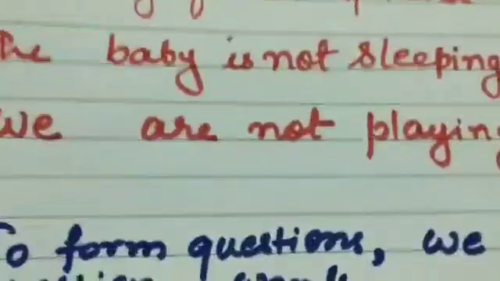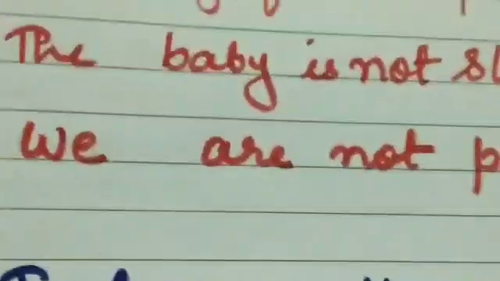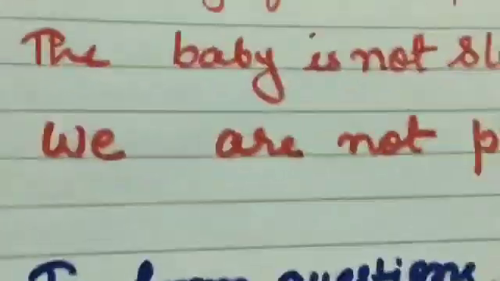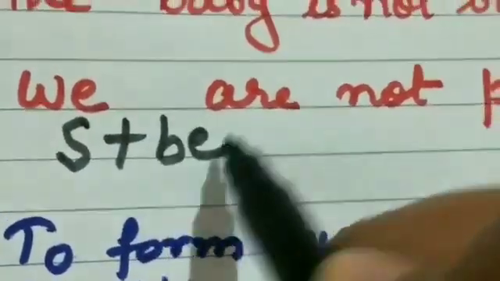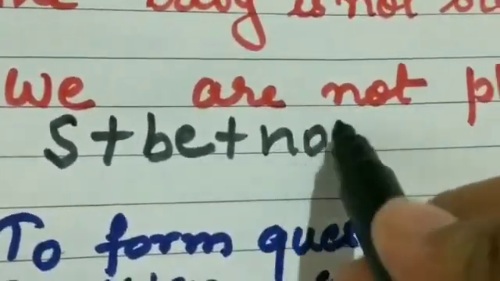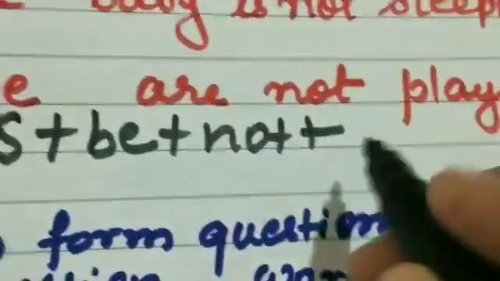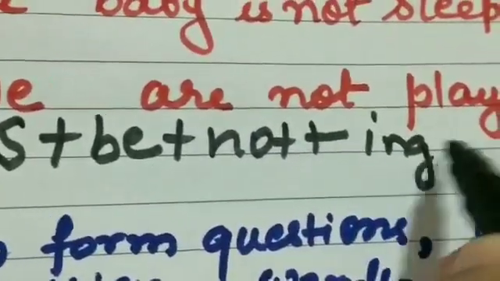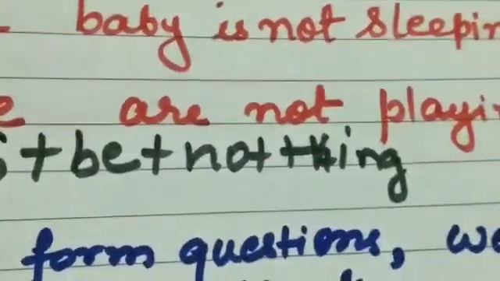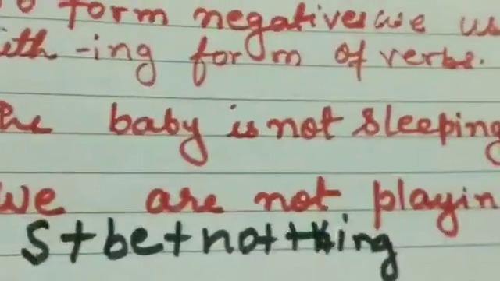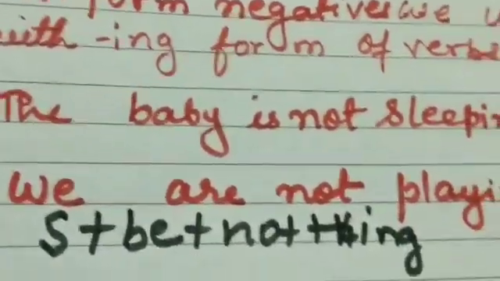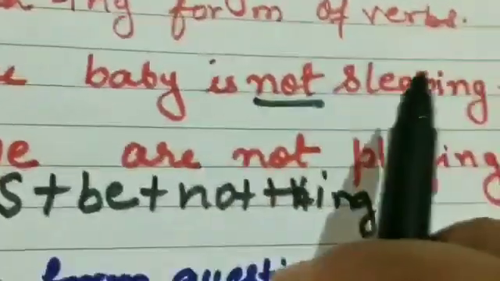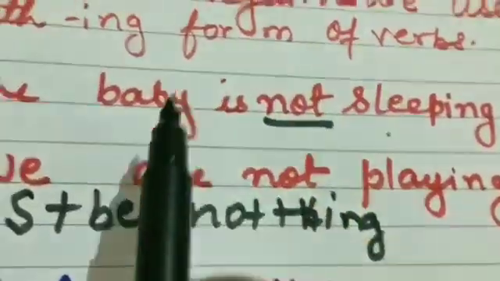We are not playing cricket. So at this moment we are not playing cricket. I have already told you that present continuous tense is used to indicate a temporary action. So we is the subject, are is the be word, and not is added before the verb plus ing form. The verb is in the base form. So we is the subject, are is the being verb, not is used to indicate the negative, and playing.